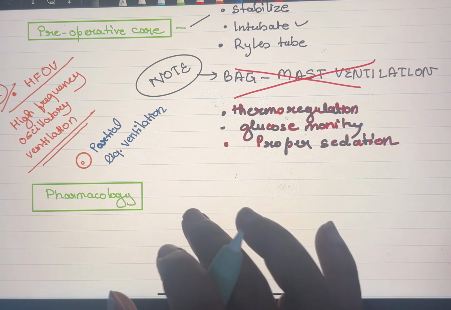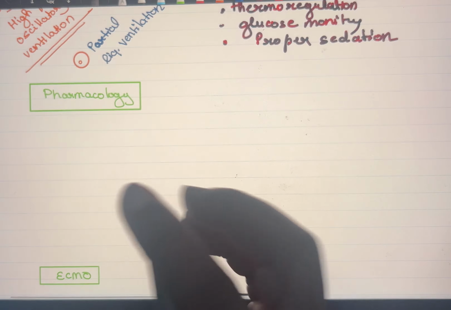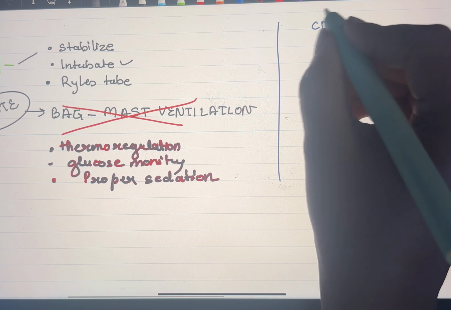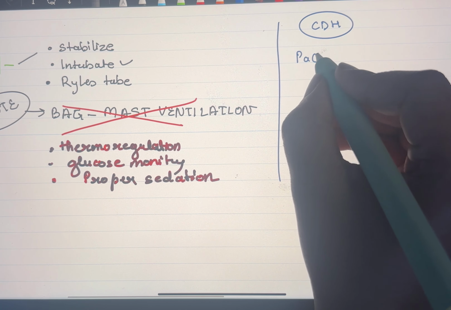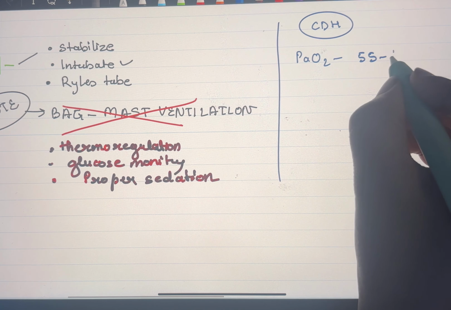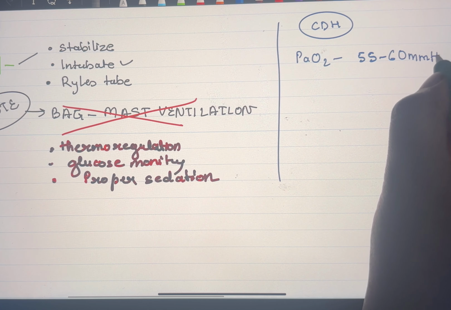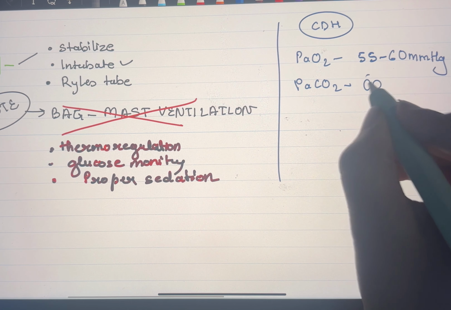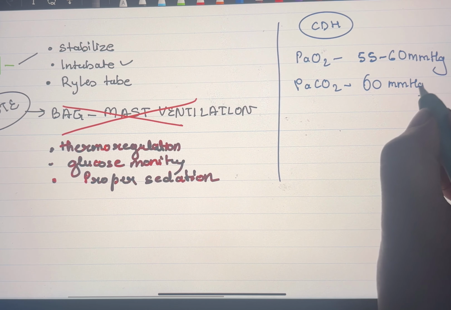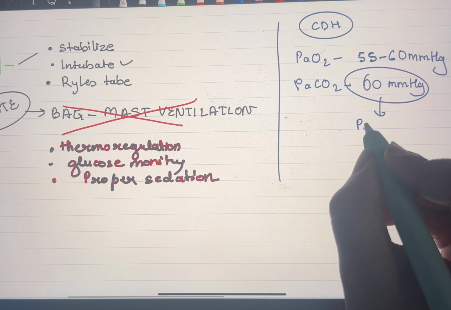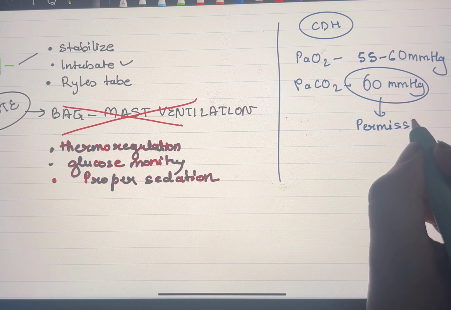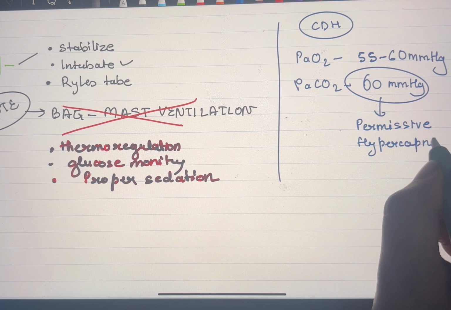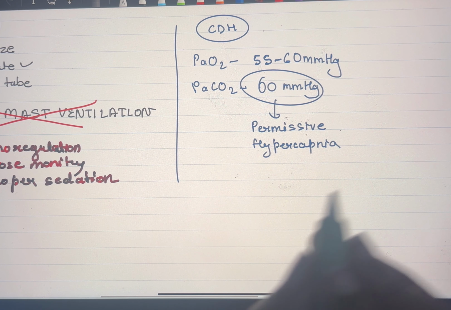Now we will see the pharmacotherapy. One thing is more important: in cases of congenital diaphragmatic hernia, the PaO2 is maintained at 55 to 60 mm of Hg for infants, and then PaCO2 is maintained at 60 mm of Hg. We keep the patient in permissive hypercapnia, and we give low pressure.